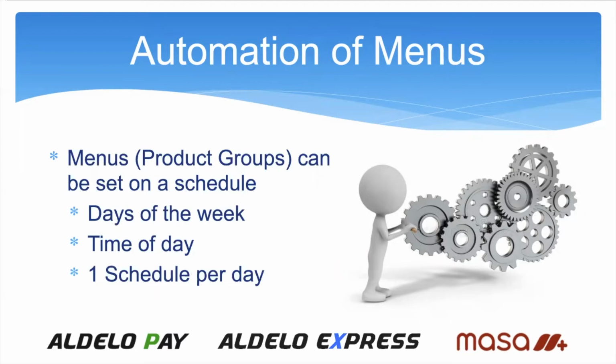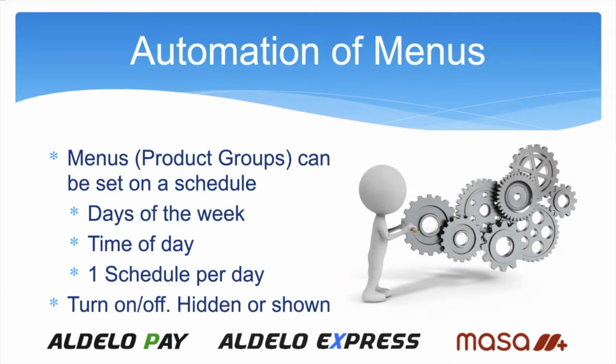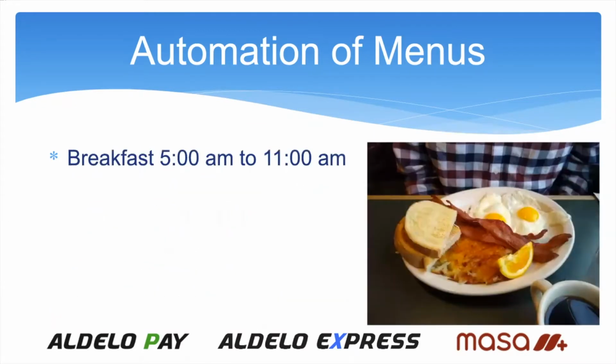And really what happens is, by a schedule, the system turns on and off the categories that are on the left-hand side of the screen. So they're either hidden or shown by that schedule. So that, for instance, you could have breakfast come on at 5. The actual menu when the restaurant opens would be the breakfast menu. And so let's have that run 5 to 11.